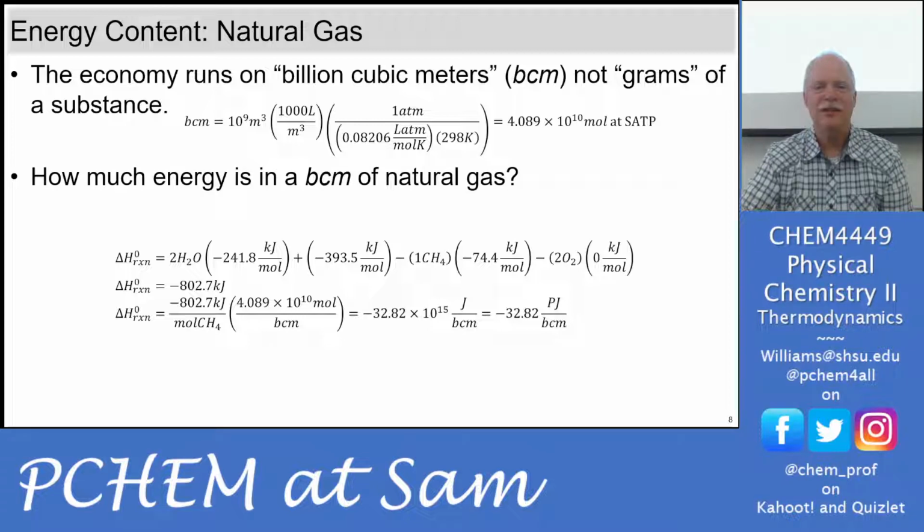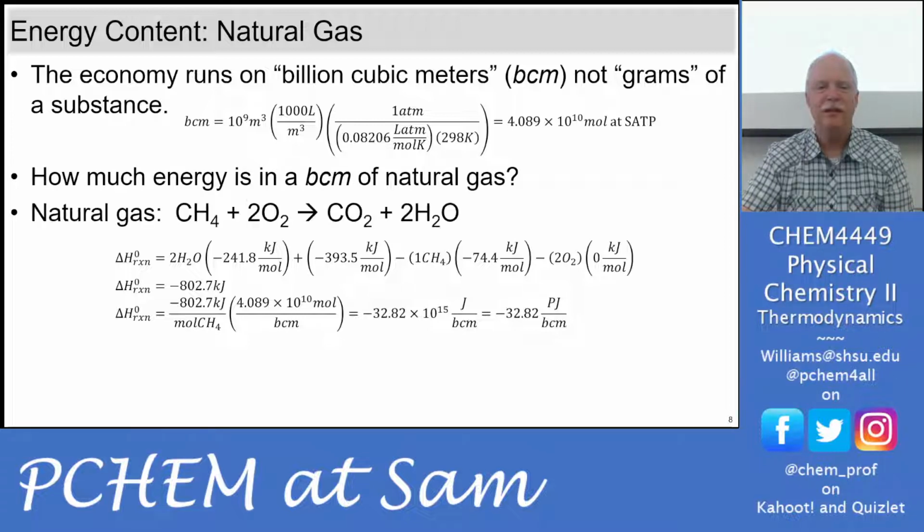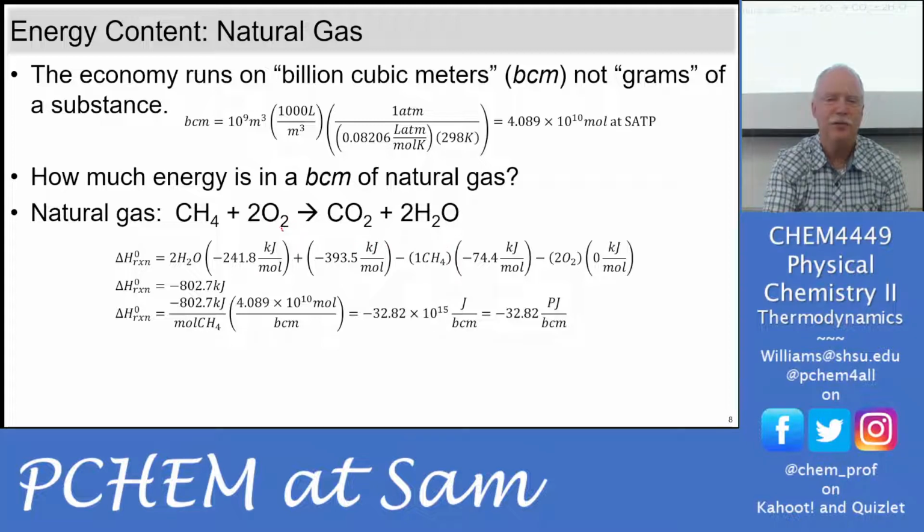Okay, so how much energy is in a billion cubic meters of natural gas? So natural gas is methane. We know that reaction. Just react it with oxygen and make CO2 and water. And so we could go through our delta H of reaction, look up those enthalpies of formation for the products here. So we've got water and CO2. 2 waters, here's the enthalpy of water, here's the enthalpy of CO2. Subtract the enthalpy of the reactants. So here's methane, and then 0 for oxygen. I went ahead and wrote it out.